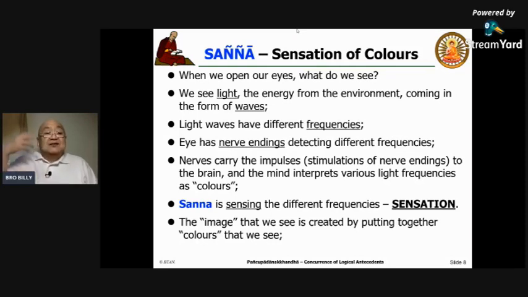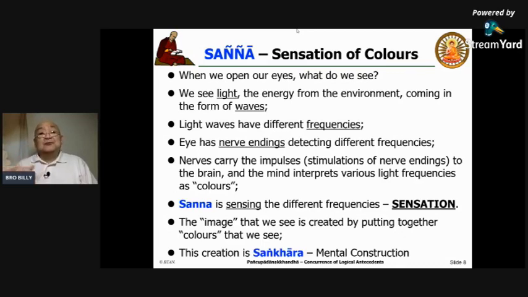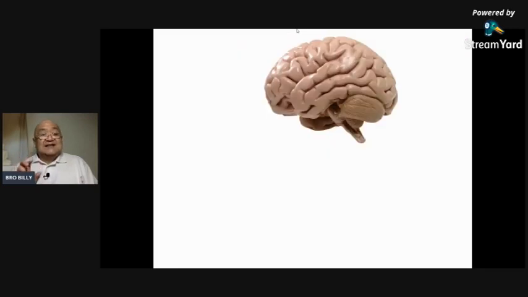And then the mind processes these frequencies and puts it all together into a picture, an image. The image that we see is really created by putting together all the different colors that we see, all the different frequencies that we see. So for lack of a better word, we'll call it colors, but actually it's different frequencies. This process of putting together, creating, is Sankhara, mental construction, part of the 5 constituents of the process of perception, part of the 5, the Pañcakkhandha. So Saññā is that sensation.